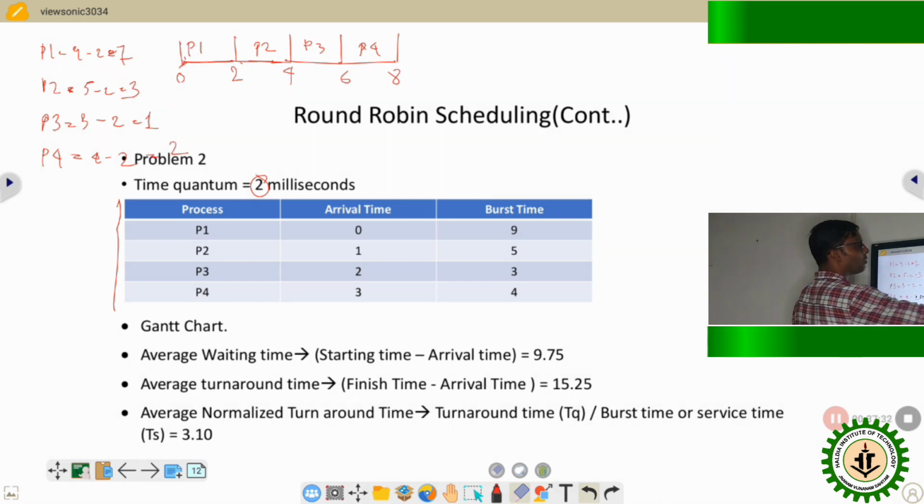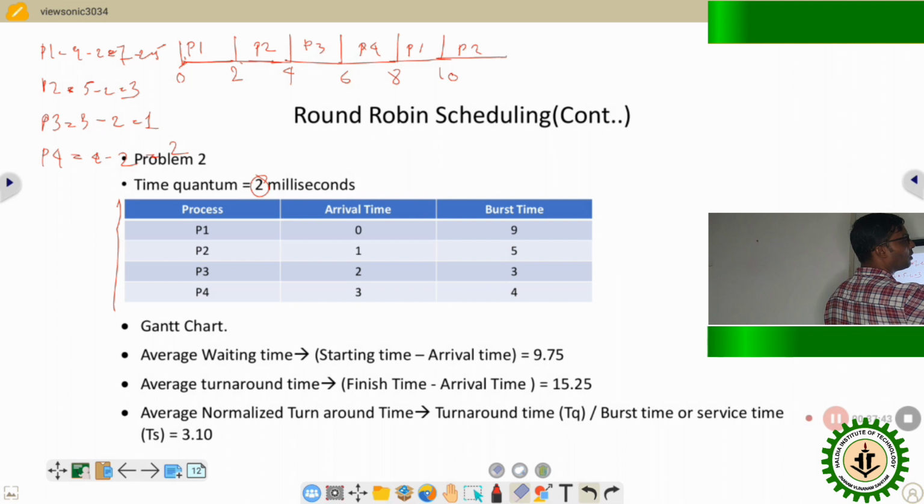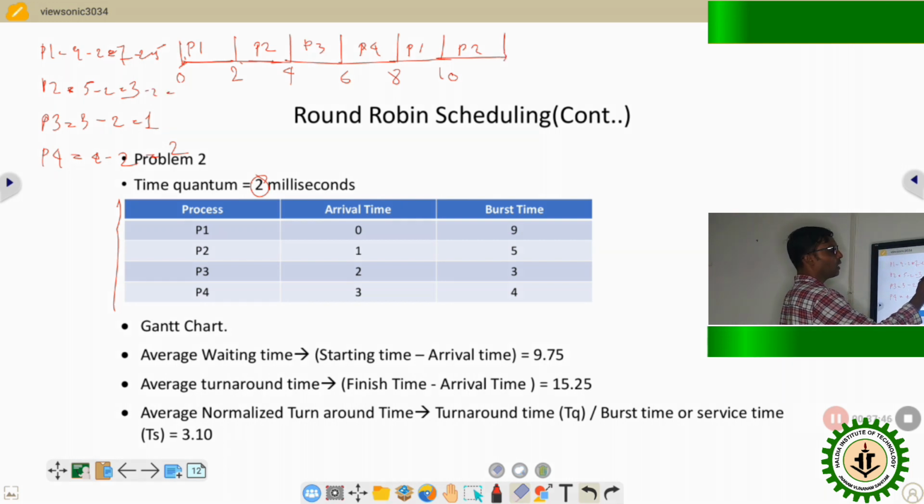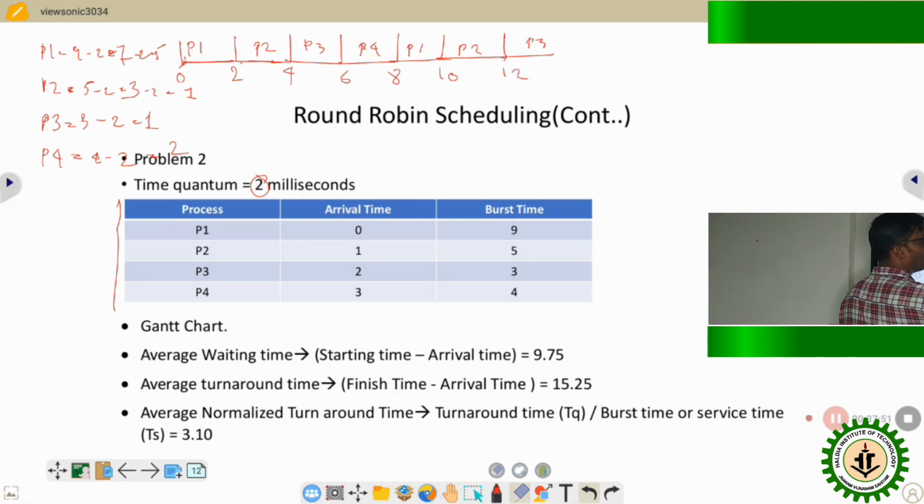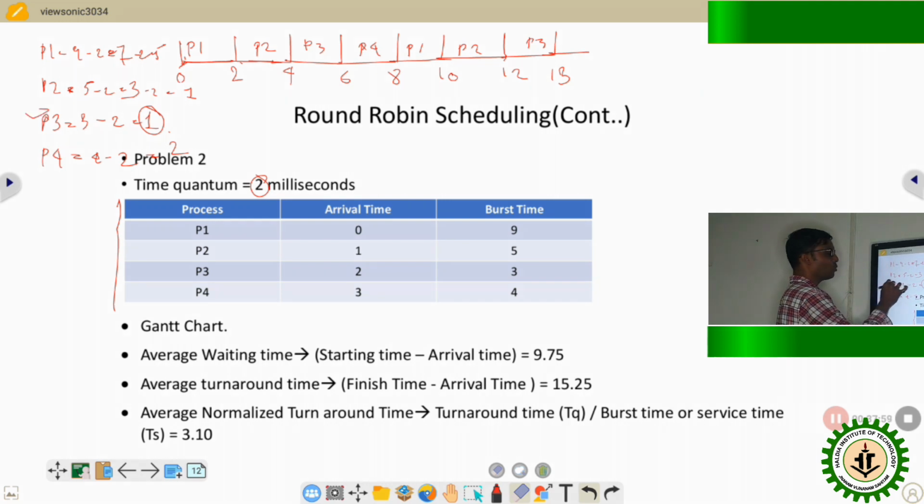Now we'll get the chance again, which process? The P1 process. P1 at 10, 5 is remaining for process P1. The process P2 will execute, 2 minus 1 is remaining for process P2, that is 12. For process P3, only 1 is remaining, so it is 13. P3 completes its execution. Process P4, it is 15. P4 also completes its execution.